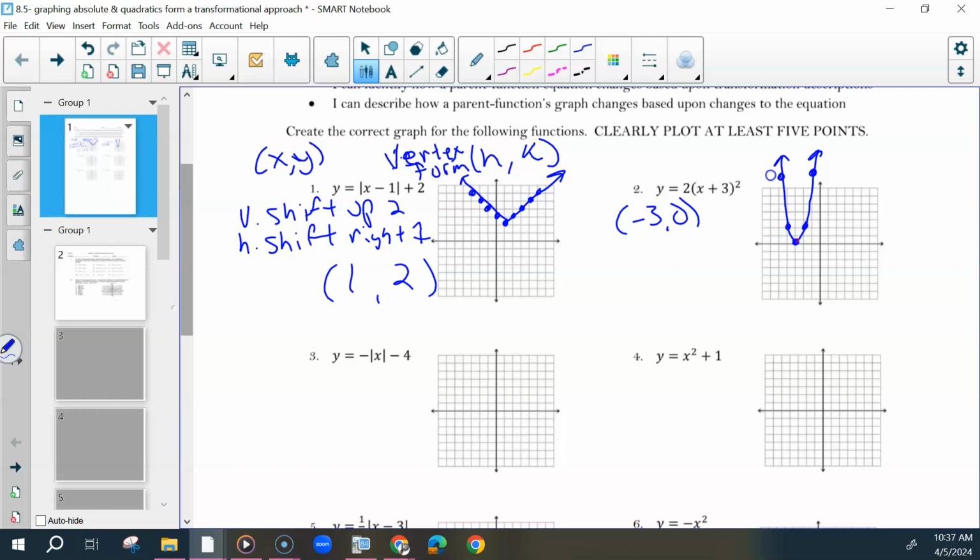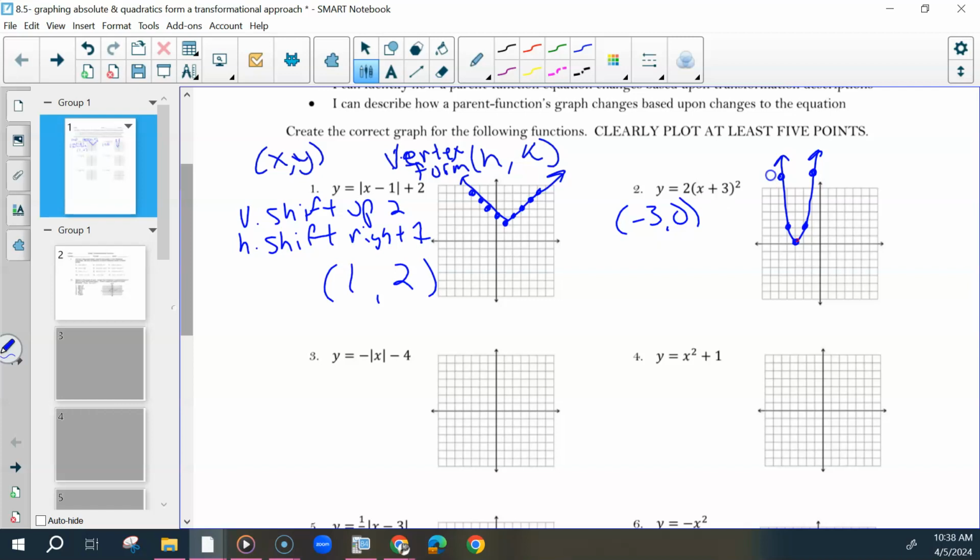So looking at my vertex, looking at my graph, I can see that this did what? What transformations happened? It moved left. Yes, how much? 3. Okay. It moves to the left 3. You can see that either from the graph or from the vertex or inside.